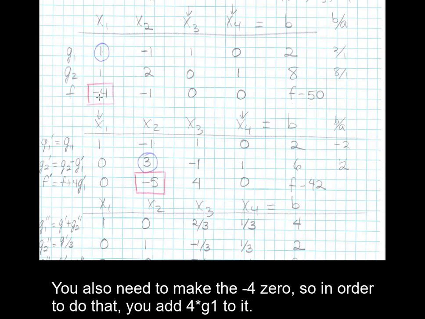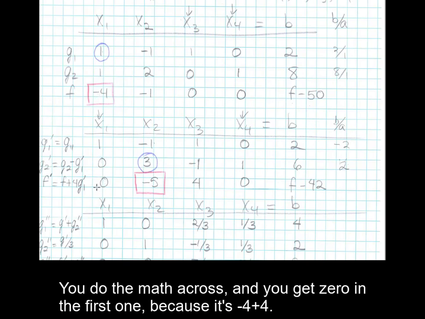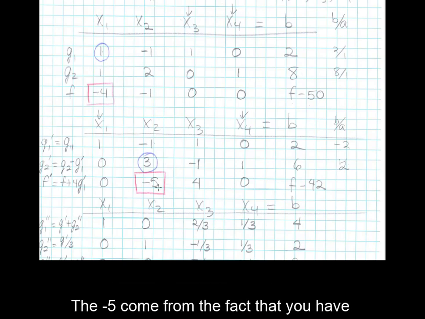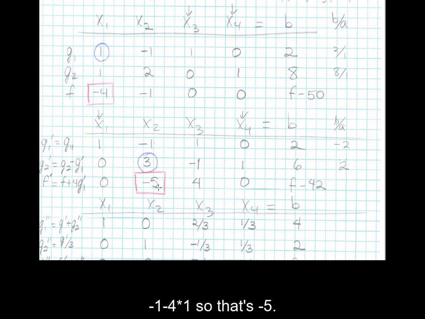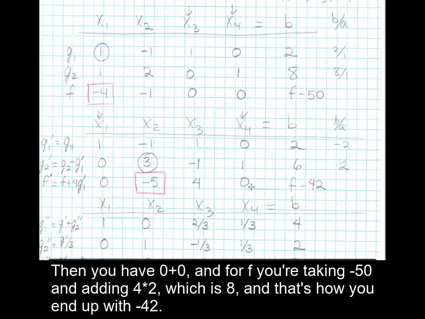You also need to make the -4 0, so in order to do that, you add 4 times G1 to it. You do the math across, and you get 0 in the first one, because it's -4 plus 4. The -5 comes from the fact that you have -1 minus 4 times 1, so that's -5. Then you have 0 plus 4 times 1. Then you have 0 plus 0. And for F, you're taking -50 and adding 4 times 2, which is 8. So that's how you end up with -42.